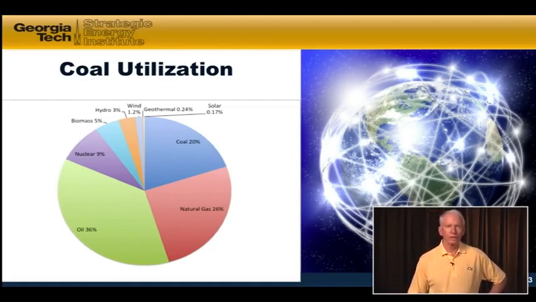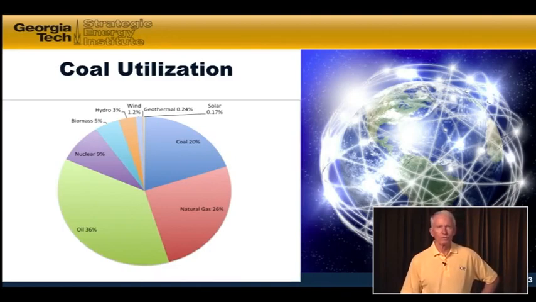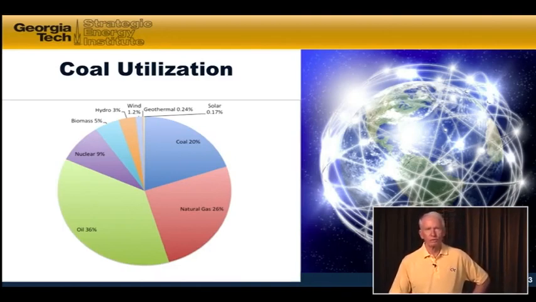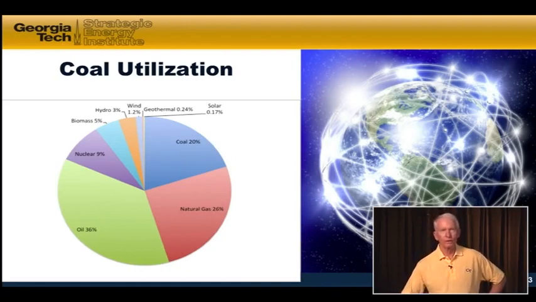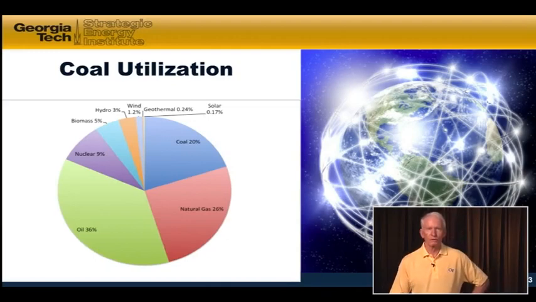26% from natural gas, 36% from oil, nuclear 9%, and then we have some renewables, biomass and hydro being the major ones. Biomass is burning of a lot of waste coming out of the pulp and paper plants, for instance, and then you have wind and geothermal and solar. You notice solar is about 6 times less than wind. That's because of economics generally.